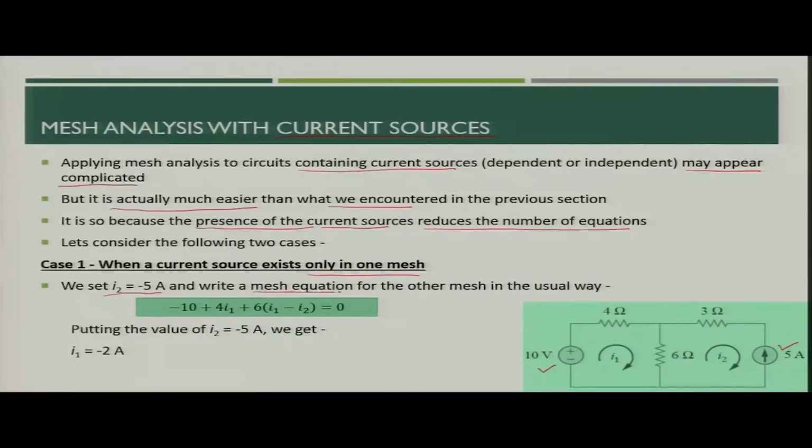What do we have to do next? We have to next find the current in the other mesh. So, you have to just write the mesh equation for this particular mesh. So, what will you write? You will write simply minus 10 plus 4 into I1 plus 6 into (I1 minus I2), and that would be equal to 0 for this particular mesh. Now, since we already know that I2 is equal to minus 5 ampere, you can simply put the value of I2 in this equation and you will get current I1 as minus 2 ampere.